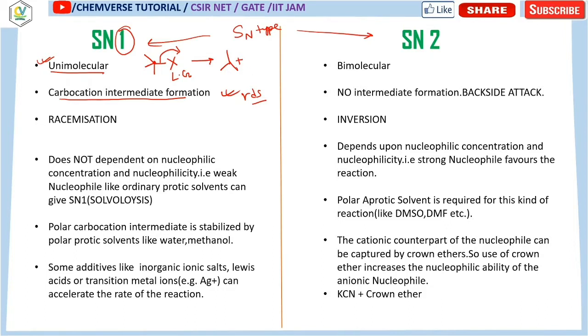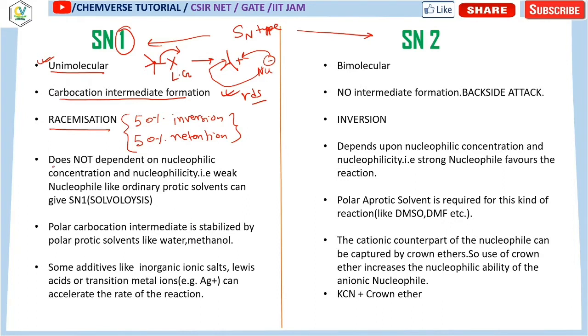Since a carbocation is formed, the nucleophile can attack from this side as well as from this side. So both side attack is possible, so that is why we get racemization, where 50% of the product comes from the inversion and 50% from the retention. Because the nucleophile has two sides open for attack, both types of attack will occur and both types of product will be formed in equal proportion. So that is why racemization takes place.